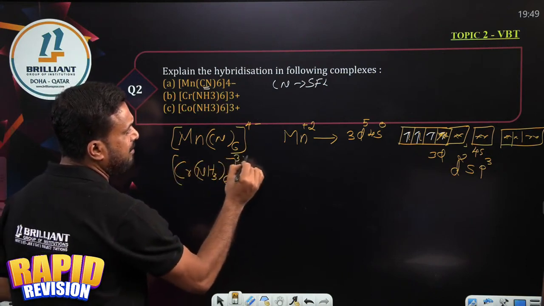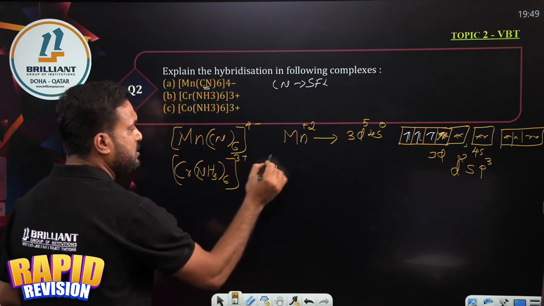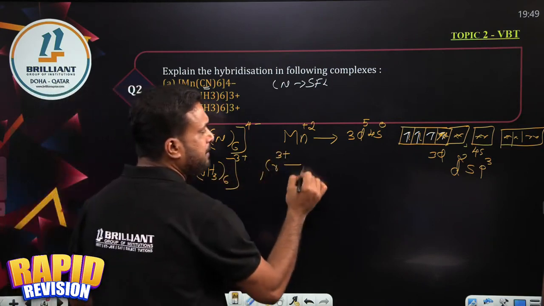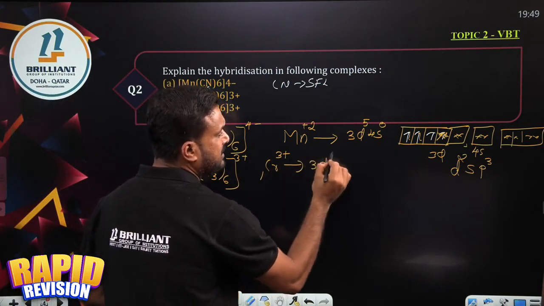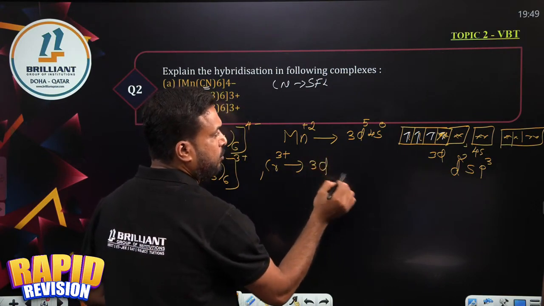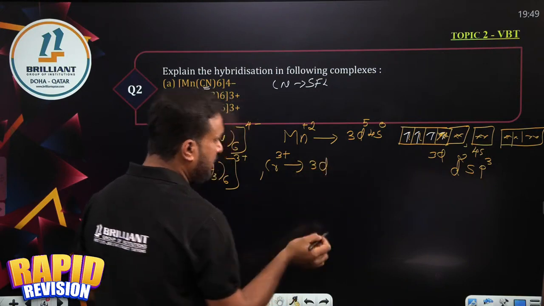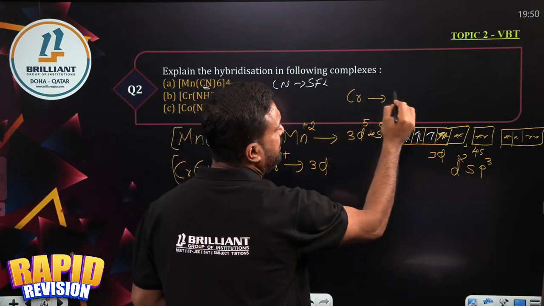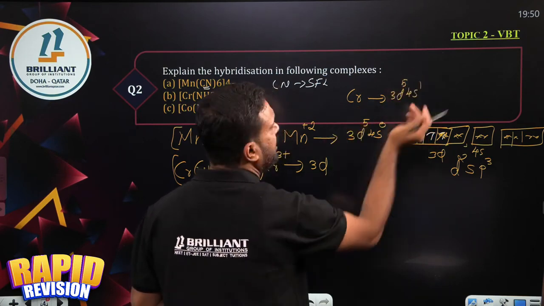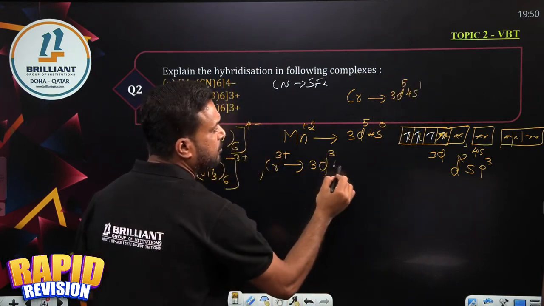Coordination sphere 3 plus. I will write the oxidation state directly over here. Here the Cr oxidation state is what? 3 plus, because NH3 is 0. Cr 3 plus means I can write 3d3. Chromium normally is 3d5 4s1, so you need to remove 3 electrons: 2 from this one and 1 from this one. So you will get 3d3 4s0.